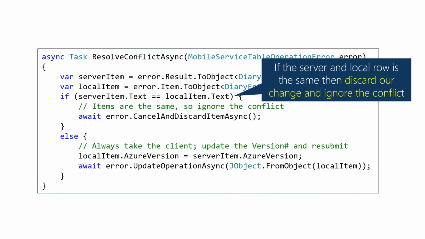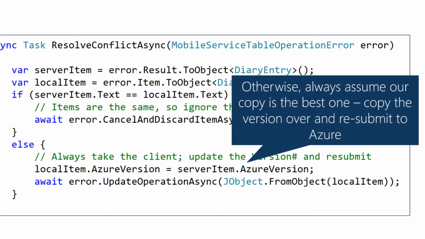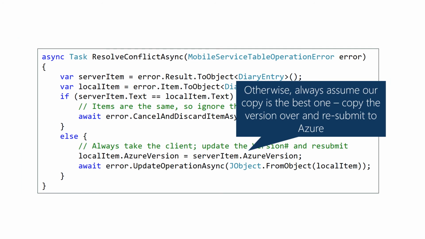In this example, we're comparing the text property, but you could have a more rigorous, more complex check for equality as well. Otherwise, we'll take our version over whatever the server has. So we need to copy over the version data and then resubmit our changes to Azure. And this will also update our local object in our database.